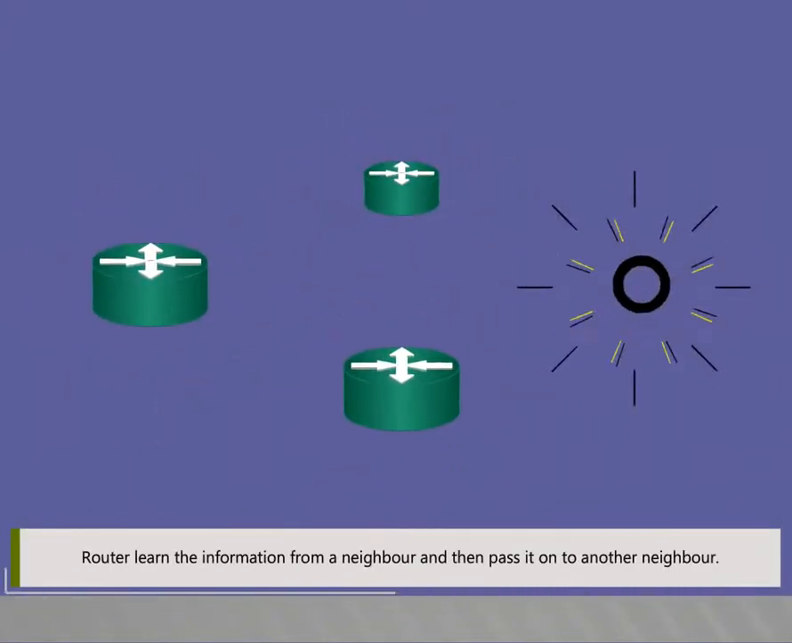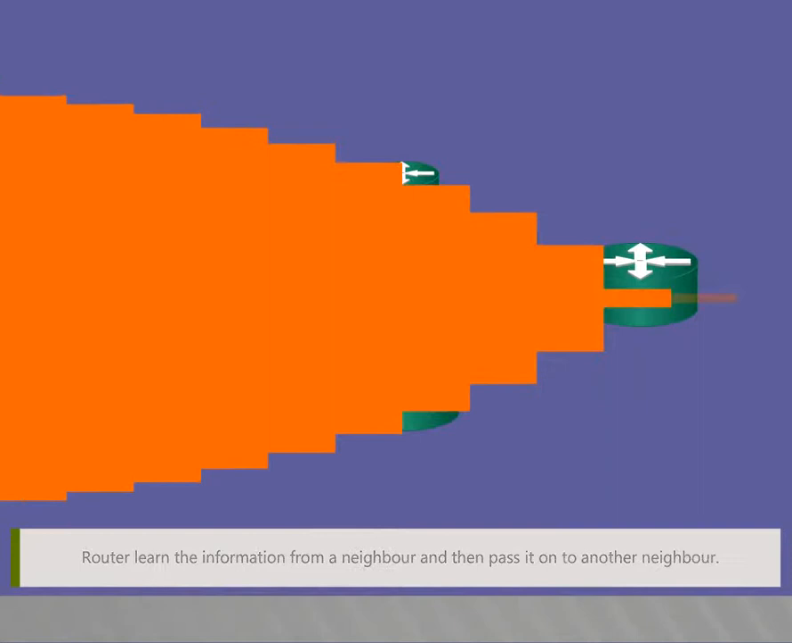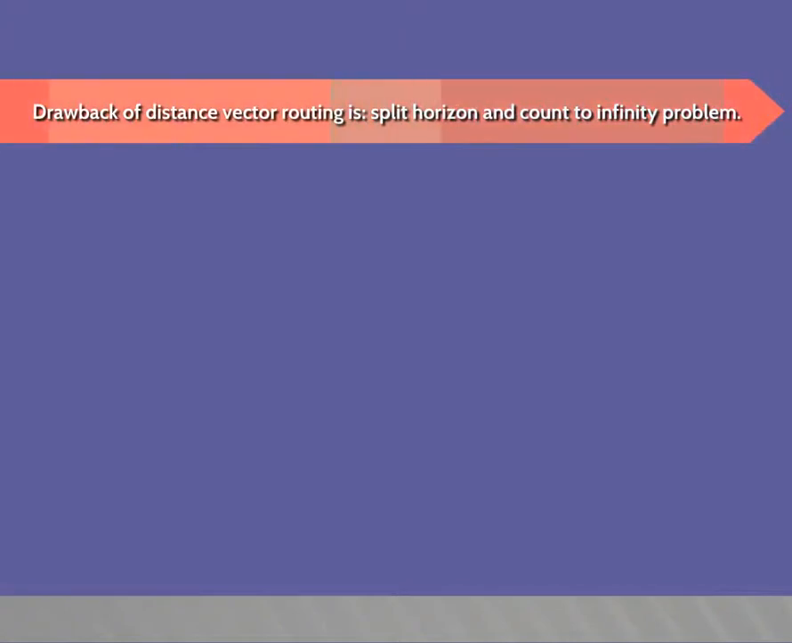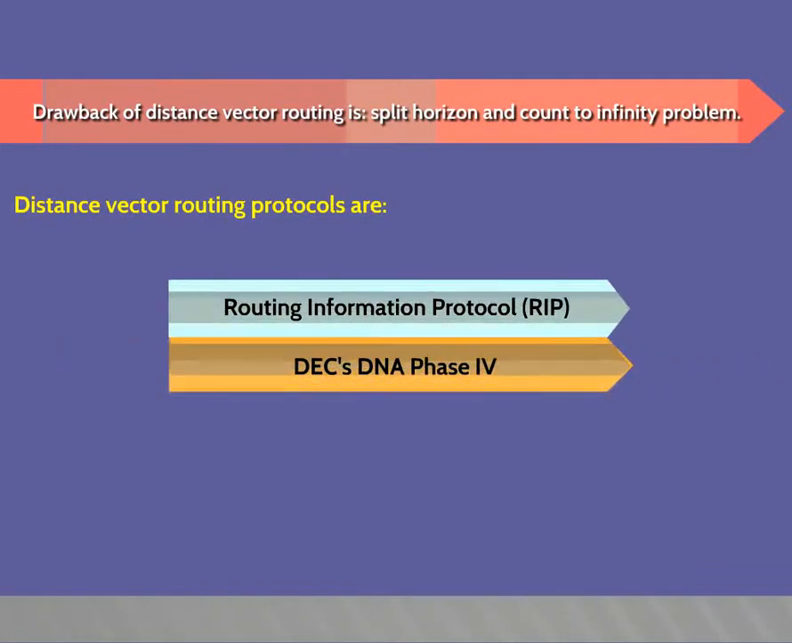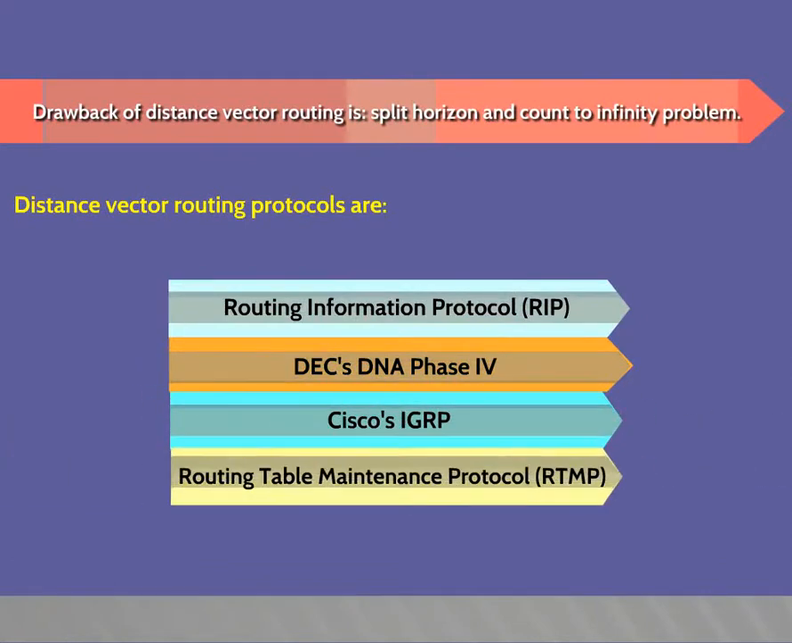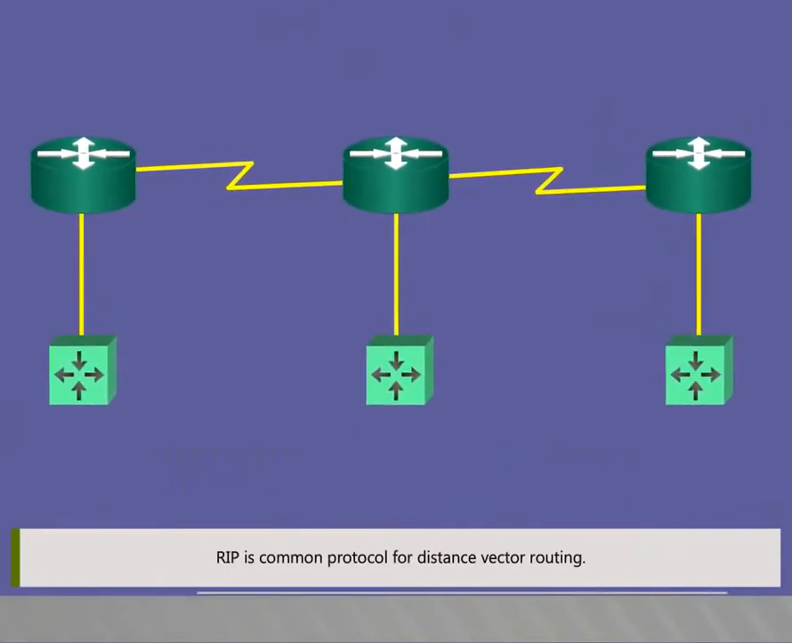Router learns the information from a neighbor and then passes it on to another neighbor. Drawback of distance vector routing is split horizon and count to infinity problem. Distance vector routing protocols are Routing Information Protocol, that is RIP, DEC's DNA Phase 4, Cisco's IGRP, Routing Table Maintenance Protocol, that is RTMP. RIP is the common protocol for distance vector routing.